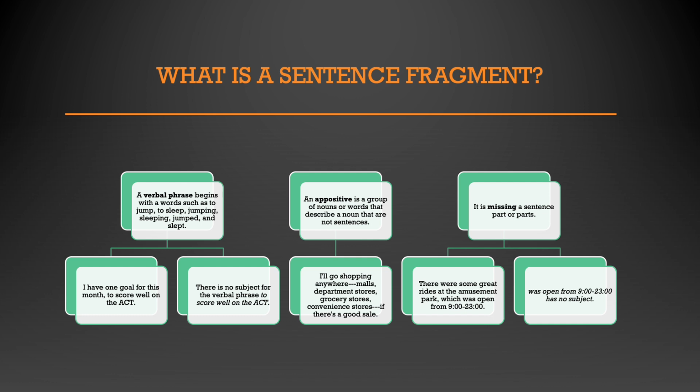Let's look at the example. I have one goal for this month: to score well on the ACT. There is no subject for the verbal phrase "to score well on the ACT." Another example is an appositive, which is a group of nouns or words that describe a noun and are not sentences. I'll go shopping anywhere: malls, department stores, grocery stores, convenience stores, if there is a good sale. The appositives, of course, are malls, department stores, grocery stores, and convenience stores.